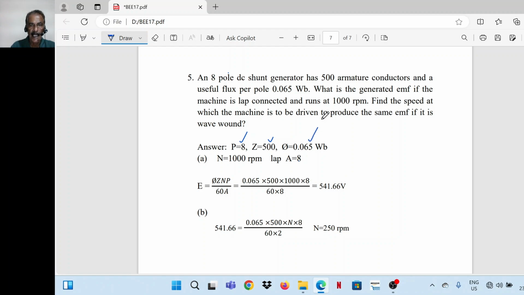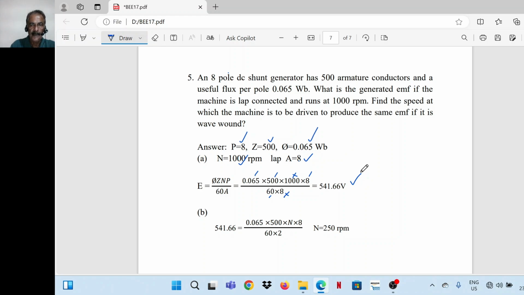In the first case, we have to find the generated EMF if the machine is lap connected and runs at 1000 RPM. The machine is lap connected, then A is equal to 8, and the speed is 1000 RPM. So substituting, the induced EMF is equal to ΦZNP divided by 60A. A is 8 and the speed is 1000. So 541.66 volts. That is the induced EMF.